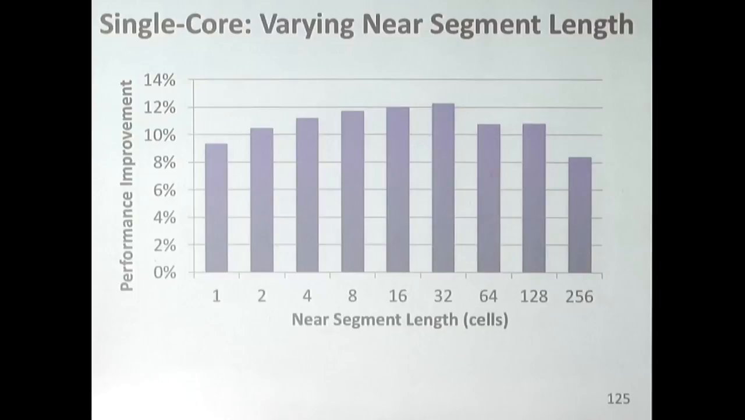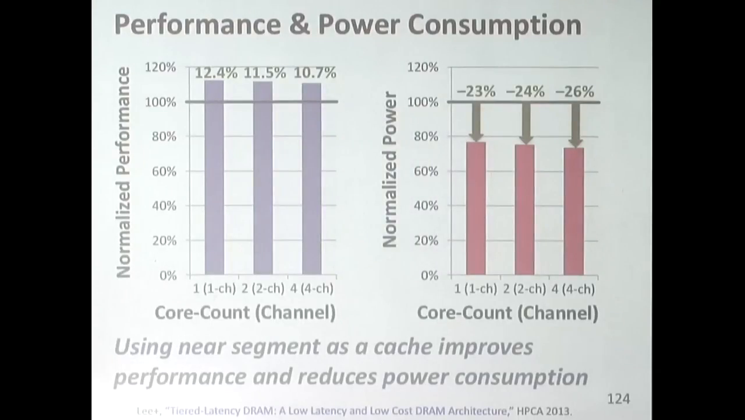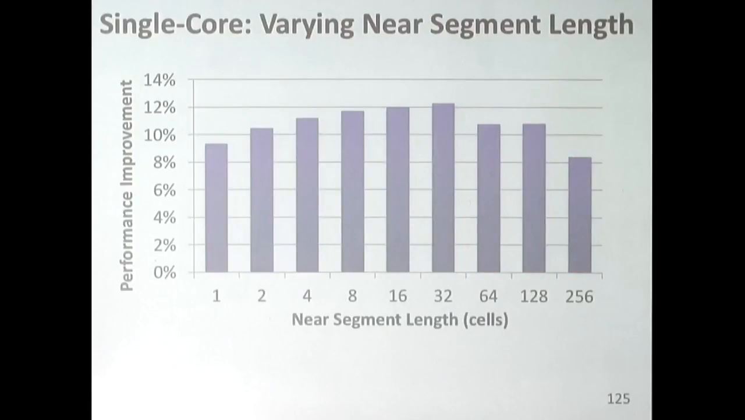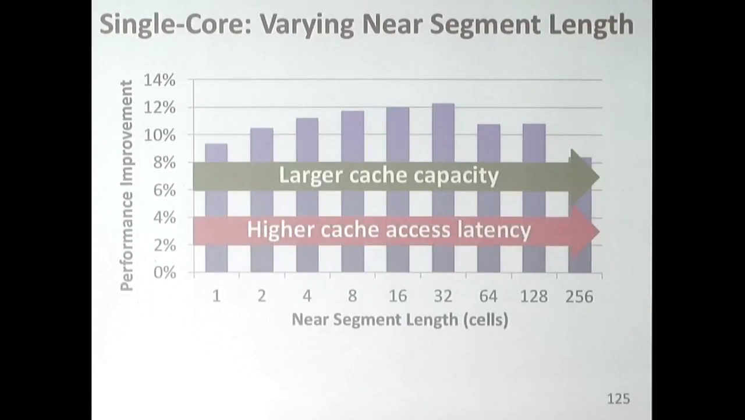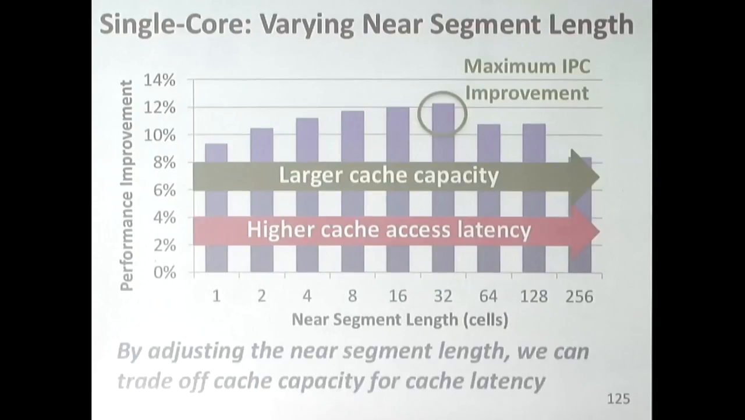I'll give you one more to see the trade-off. Nobody said that you have to have 32 rows as your near segment length. You can vary that, and in simulation you can study it. You can look at the paper for the simulation, but this is really simulation with a tool that looks like Ramulator. With Ramulator, you can change the near segment length and study the trade-off. As you increase the near segment length, you have larger cache capacity, but you also have higher cache access latency. And it turns out the maximum IPC improvement happens at 32 rows in the near segment.